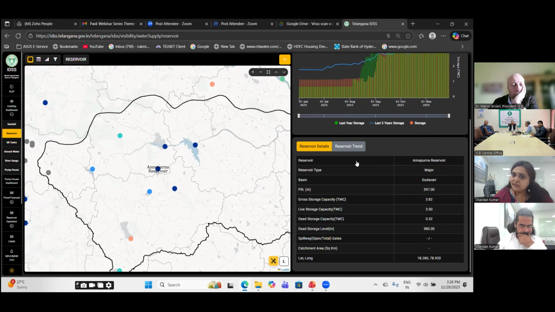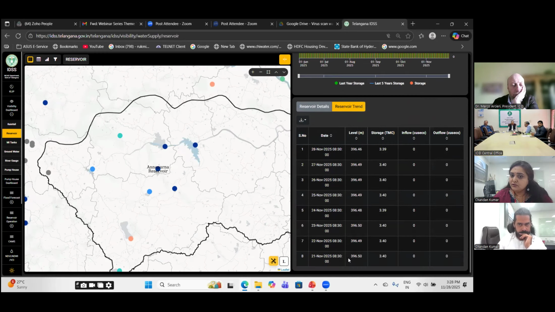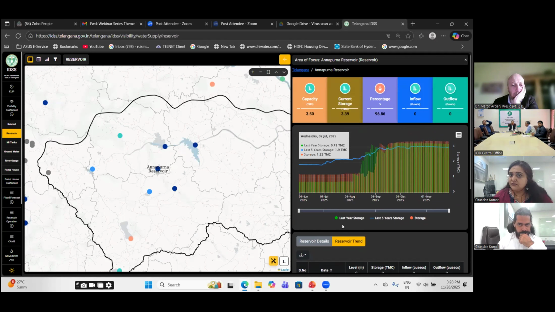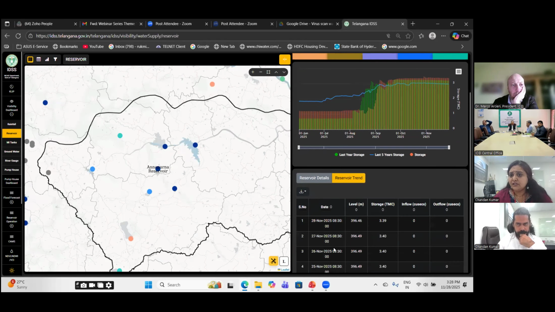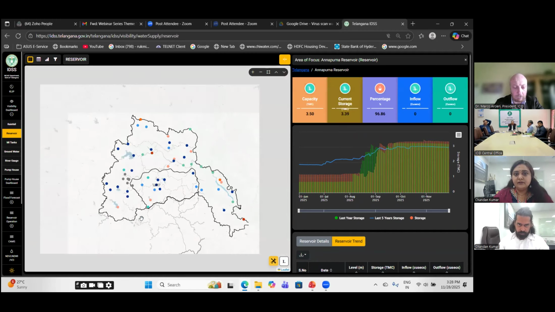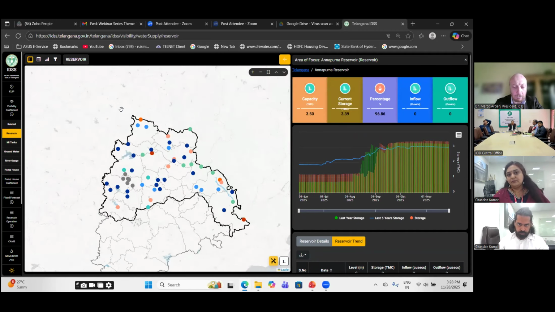So if you want to see the reservoir trend, that is also being visible, how the trend of the reservoir was. So this information of each individual reservoir is being shown in the reservoir module. So this is one of its kind where we took a lot of data from all the important sources and we could put it in one scale where we can get a GIS, MIS view, as well as you can analyze the changes with respect to the last 10 years.